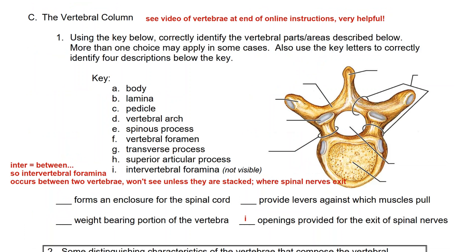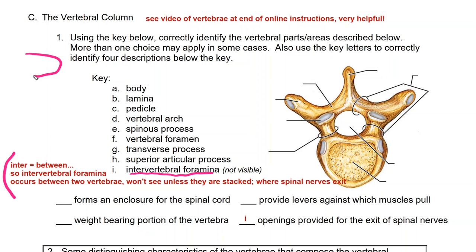Again, this piece next, we're going to talk about the vertebral column. Watch the video because the video is super helpful. It goes over every ounce of this vocabulary. The one thing it doesn't talk about much is the intervertebral foramina. And so I just want to remind you, inter means between. So a foramina or foramen that is between two vertebrae is going to be the intervertebral foramina. So you'd have to have two vertebrae stacked on top of each other.